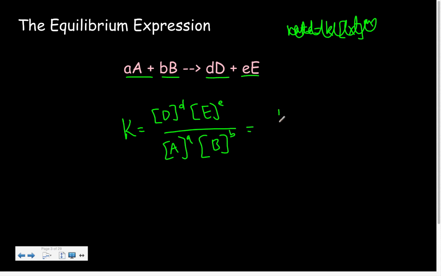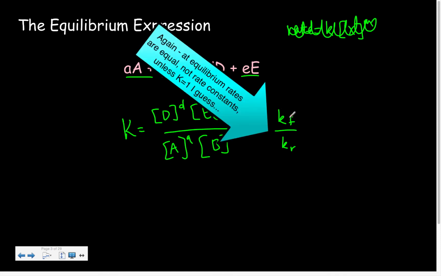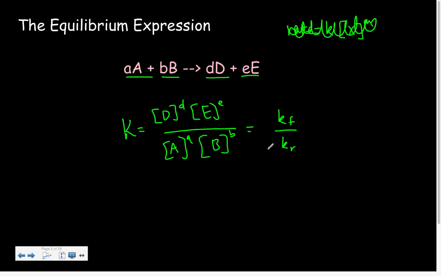Which is why this is also equal to Kf over Kr. Okay, and that provides us information about my relative rate constants. Note that this does not give us our actual rate constant values, but it does give us the relationship between our rate constants. So when we're asked to provide an equilibrium expression, this is what we're asking for.